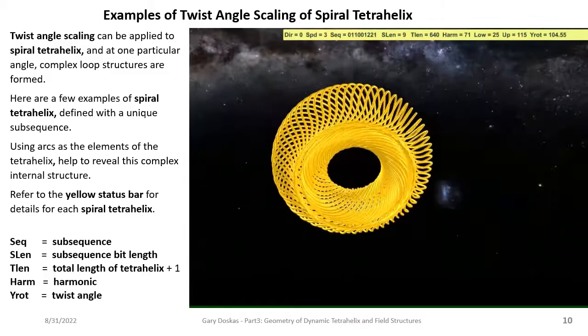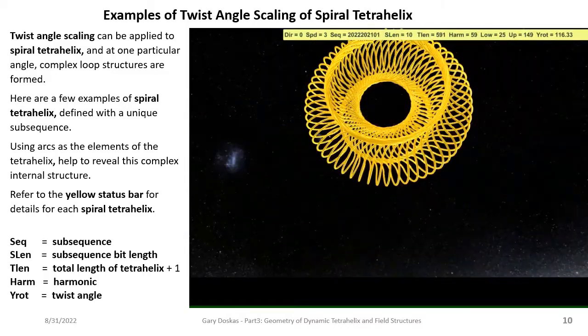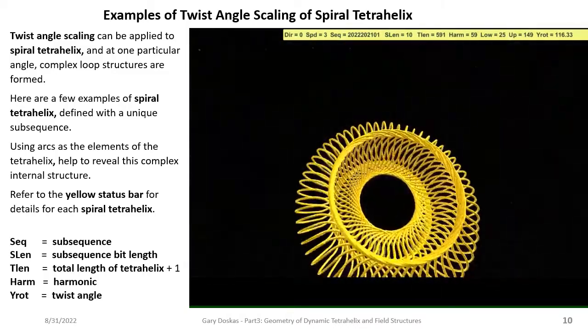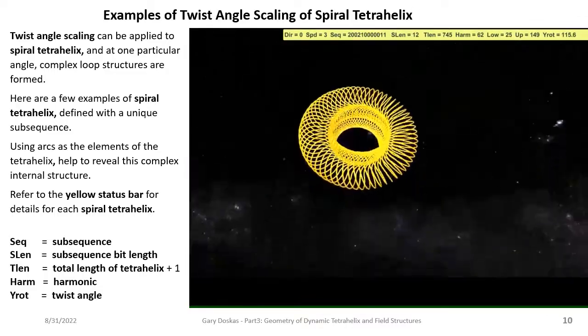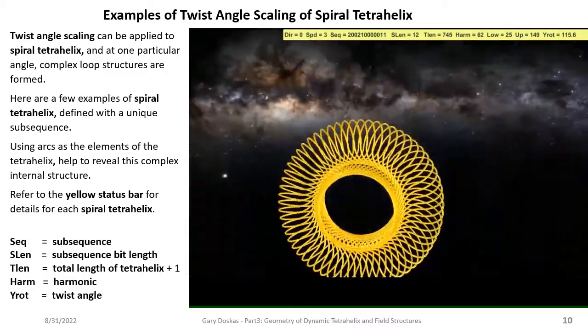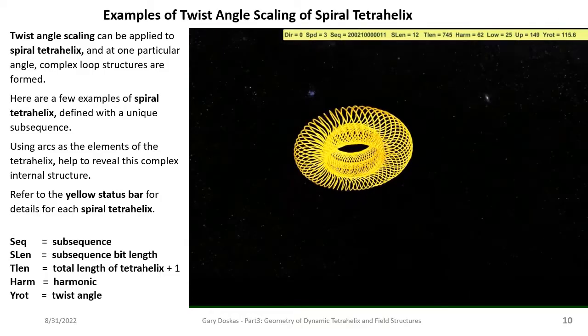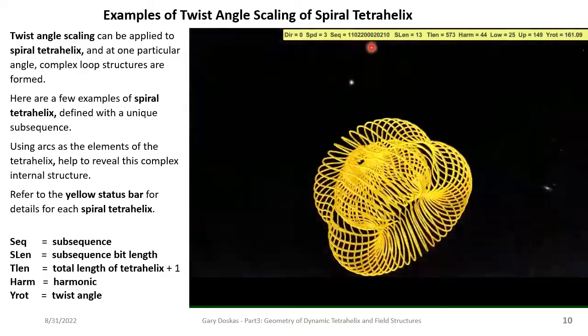Here are a few examples of spiral tetrahelix, defined with a unique subsequence. Using arcs as the elements of the tetrahelix help to reveal this complex internal structure. Refer to the yellow status bar for details for each spiral tetrahelix.